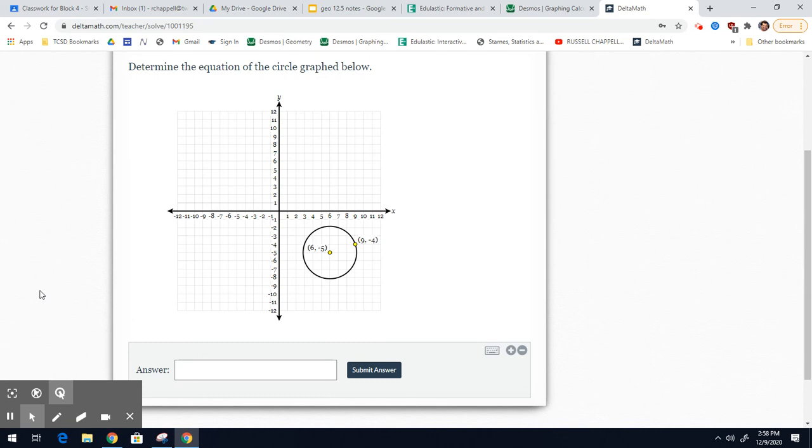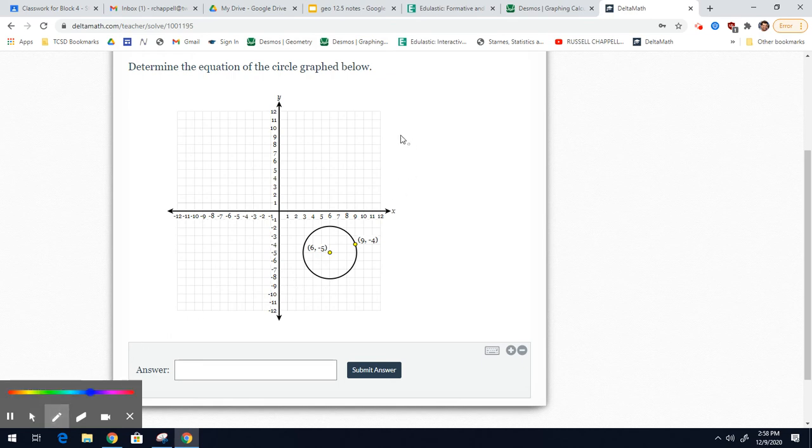All right, let's take a look here. So we need to determine the equation of the circle graphed below. So they give us the center, and they give us a point on the circle. Now, if you notice, if you try to go up from the center, you can't get to where you need to count to. It's more than 3 here. So the radius is not 3. We have to find the radius using Pythagorean theorem. And I'm going to show you how right now.